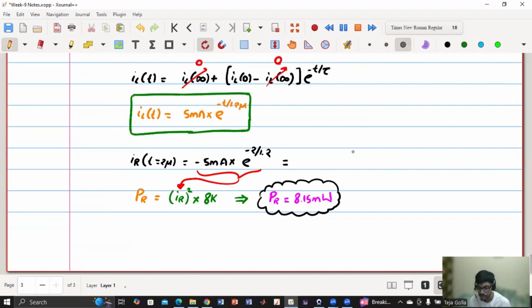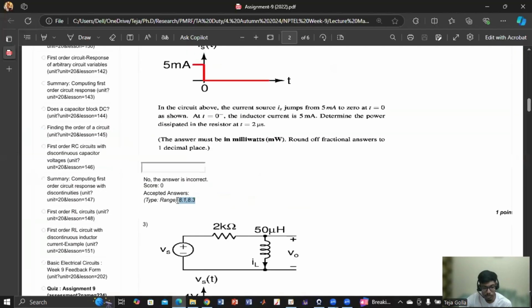Sir, IR is correct, sir. I am saying power it is power. IR is 7.2, correct? Yes, sir, 7.06. No, because when I calculated using this expression, I got something around 8.15 and it is matching. So I'm not sure.